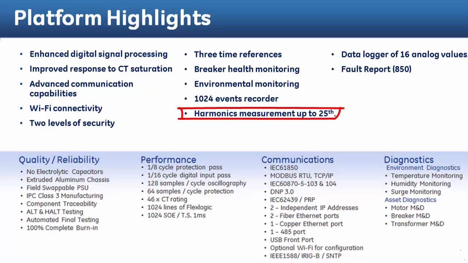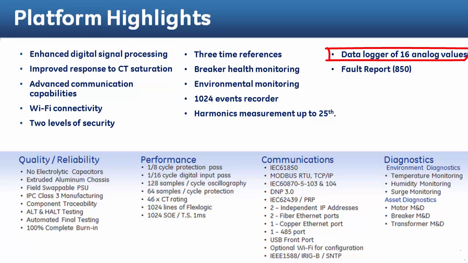Harmonic measurement can measure up to 25th harmonics for both current and voltage, including THD. Data logger can save up to 16 analog values selected from any analog values. And for the 850 relays, there's a fault report function which can identify the fault location, fault type, and the elements that trigger the fault.